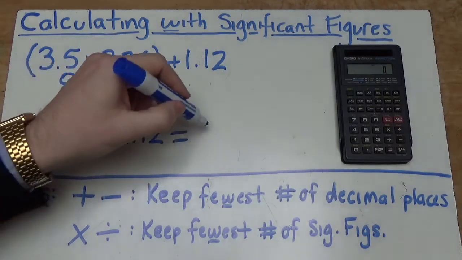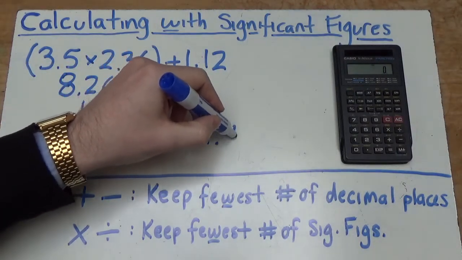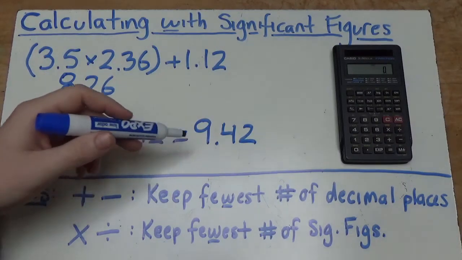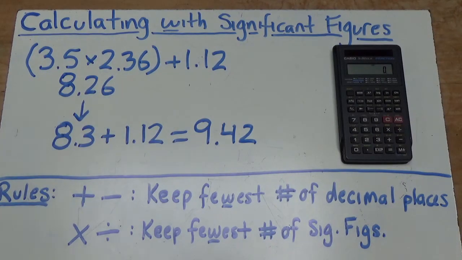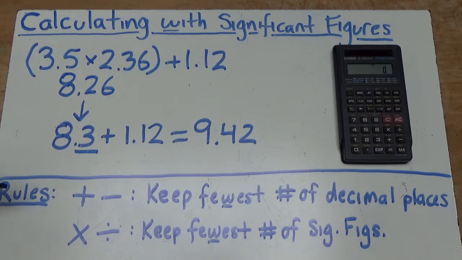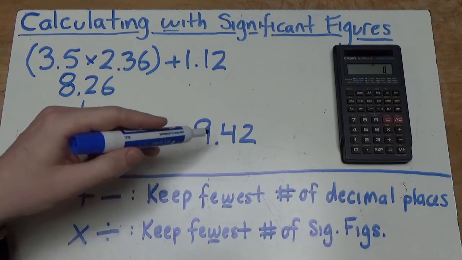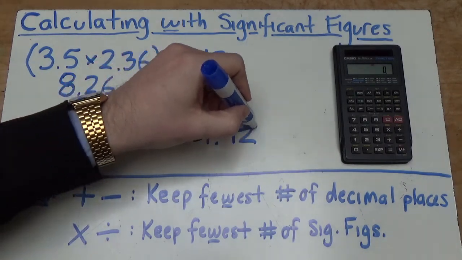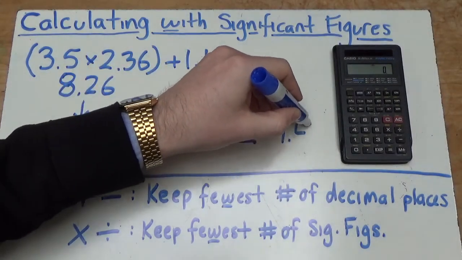Your calculator will confidently give you the answer 9.42, but we know now due to our rules that this number is not accurate. It is not precise. Given the rules of significant figures, we're only allowed to report precision to 1 decimal place. So while my calculator might say 9.42, I, as a scientist, am going to have to report my answer as 9.4.